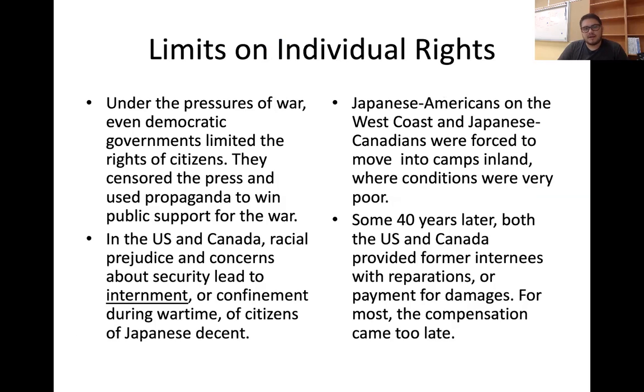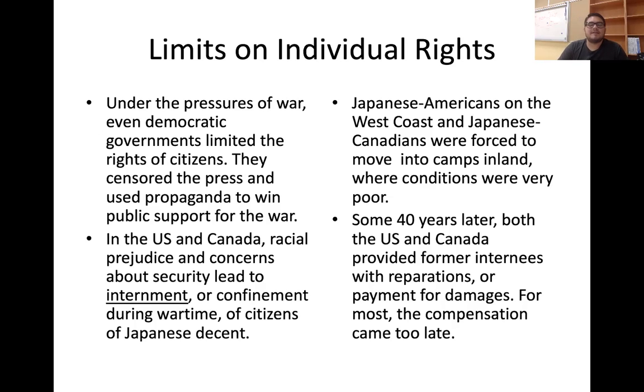Now, limits on individual rights. Under the pressures of war, even democratic governments limited the rights of citizens. They censored the press and used propaganda to win public support for the war. In the US and Canada, racial prejudice and concerns about security led to internment or confinement during wartime of citizens of Japanese descent. Japanese Americans on the West Coast and Japanese Canadians were forced to move into camps inland where conditions were very poor. Some 40 years later, both the US and Canada provided former internees with reparations or payment for damages. For most, the compensation came too late. Right, class?